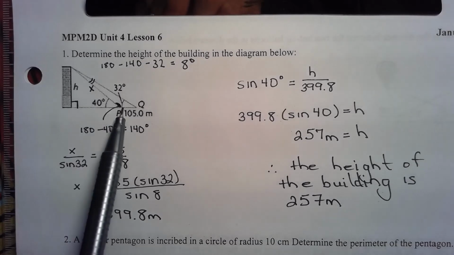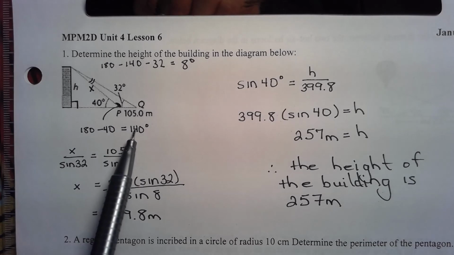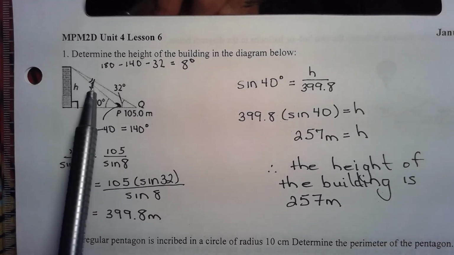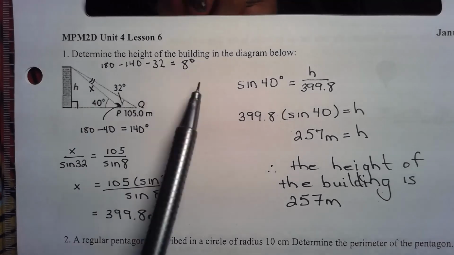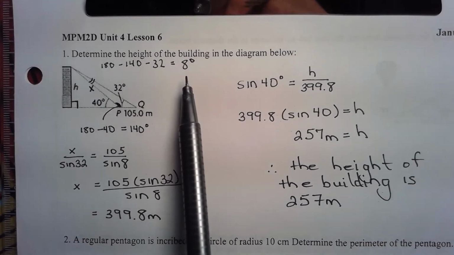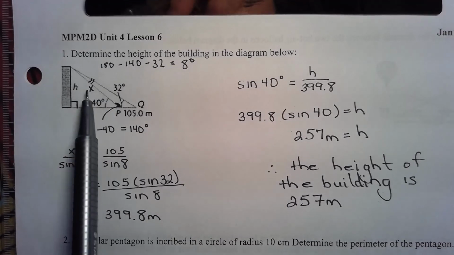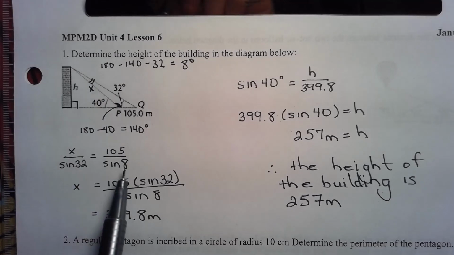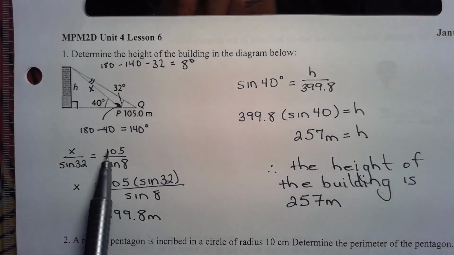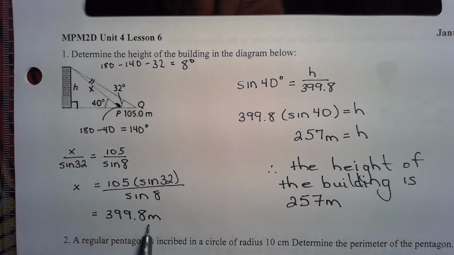Well, I know that these two angles right here add to 180, which means that this angle right here has to be 140. And I know that these three angles right here add to 180. So 180 minus 140 minus 32 is 8 degrees. And now that I know that this is 8 degrees, I can use this small triangle to calculate x. So I'm going to do x over sine 32, the angle opposite, is equal to 105 over sine 8, the angle opposite. I'm going to take the sine 32 to the other side. It becomes a multiplication. So 105 sine 32 divided by sine 8. When I put it all in my calculator, I get 399.8 meters.